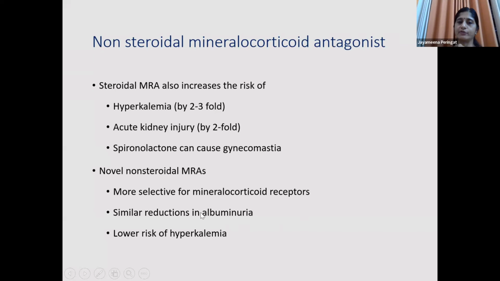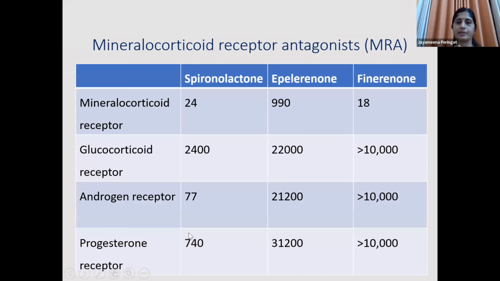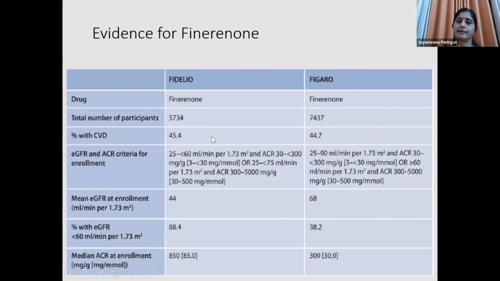So it's more selective for mineralocorticoid receptors, with similar reductions in albuminuria and a lower risk of hyperkalemia. You can see that the higher the number, the less the affinity for the receptor. For the mineralocorticoid receptor, Finerenone is 18 and has high selectivity, whereas the other numbers are very high; it hardly acts on the glucocorticoid, androgen or progesterone receptors. And these are very large trials which showed a beneficial effect on the kidney and on the heart.